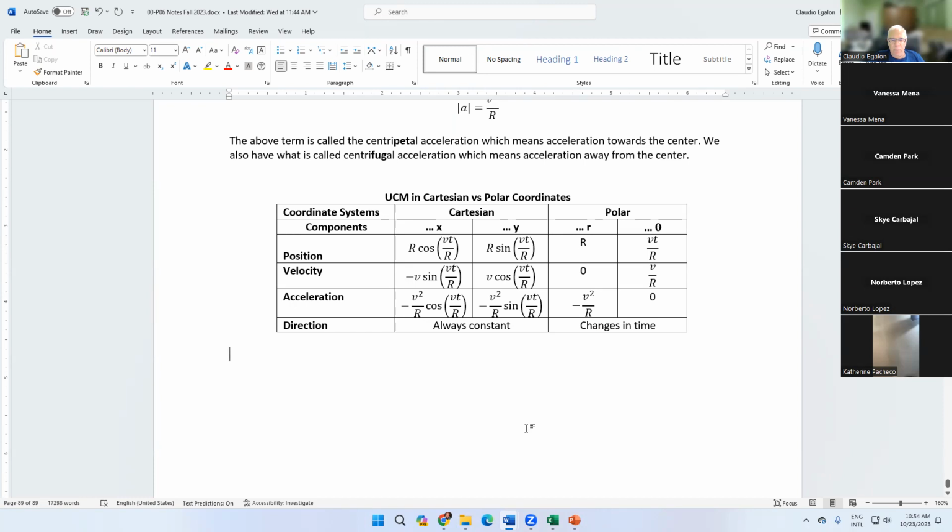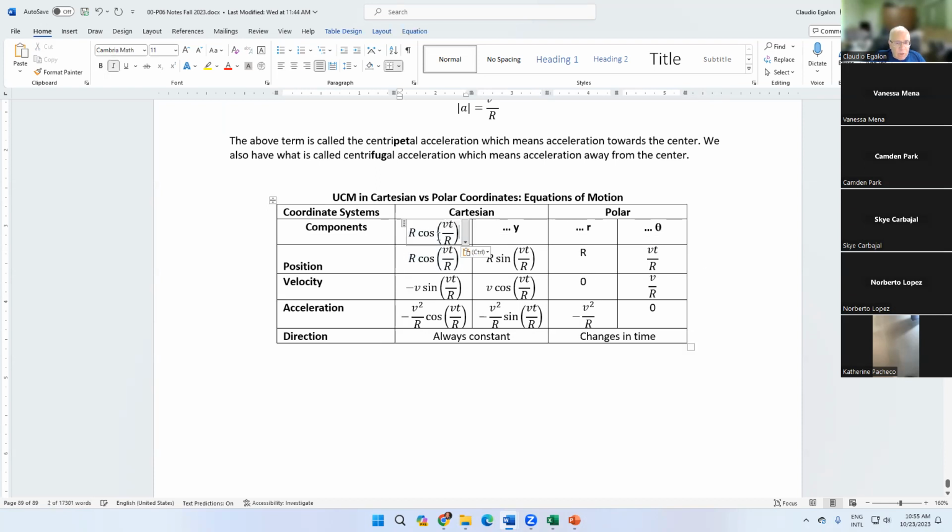So here is all the description that you need for the equations of motion, versus polar coordinate equations of motion. Let's put it this way. Equations of motion. I think I'm gonna do better here. Instead of putting x and y components, I'm gonna put unit vectors.